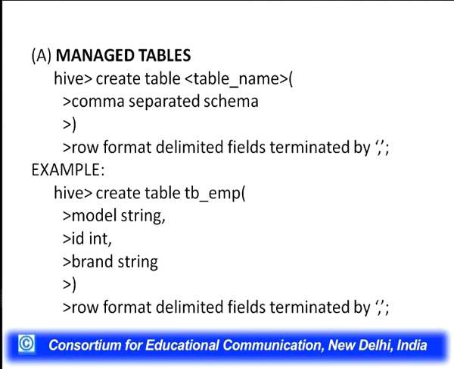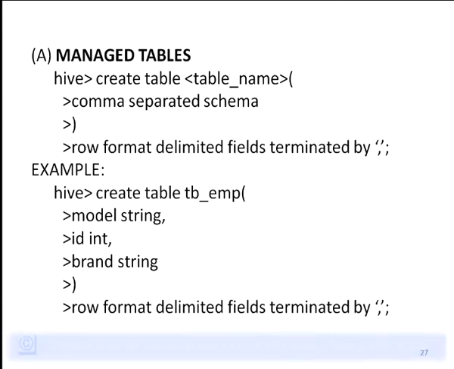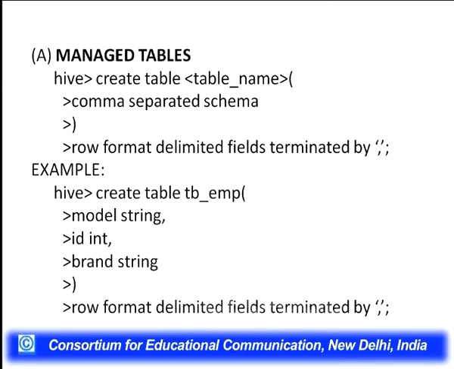The point to be noted is that these schema values are comma separated. So if the schema has three values, int, string, string, we can write, for example, if the first is called model, model and the data type, that is string, then comma, name of the next schema value, that is id, and its data type, for example int, then another name for the values inside the table, brand, for example, and the data type is string. But the only thing which needs to be noted here is that these values are comma separated.